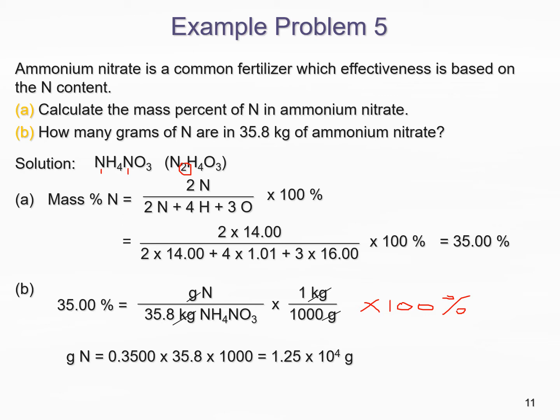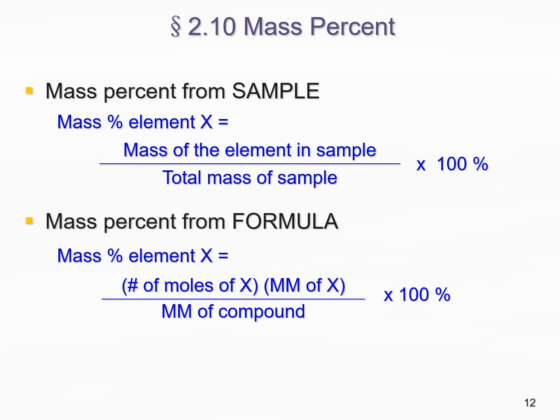Okay, so from this question, we understand there are two definitions of mass percent, one from the sample, one from the formula. In our example problem, if we have a formula, we can use the mass percent of the formula to solve for the mass of the element if we know the total mass of the sample.